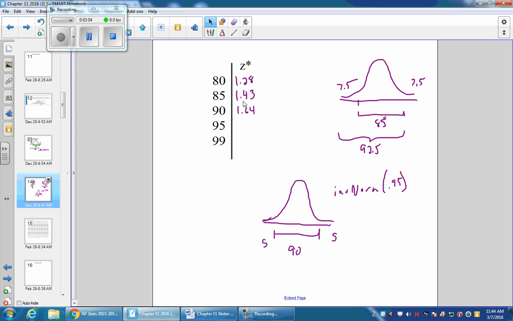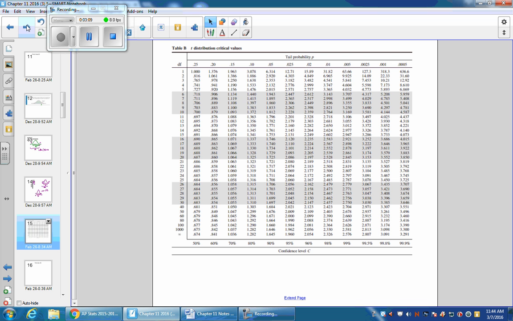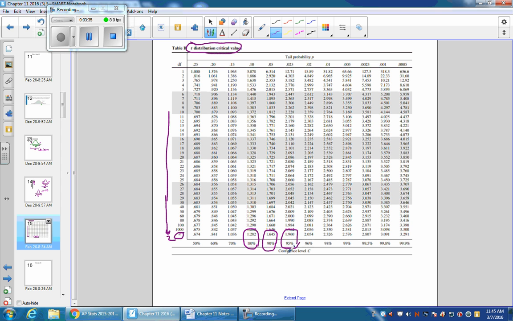Now you can actually find z star on the tables that AP gives you. If you look at the t distribution, not the z, they give you the intervals. And because when t goes up to infinity, it becomes a z distribution. So if you look at 80% confidence interval, that first value right there is our z star. Or our 90% confidence interval will be 1.65. 95 would be 1.96.